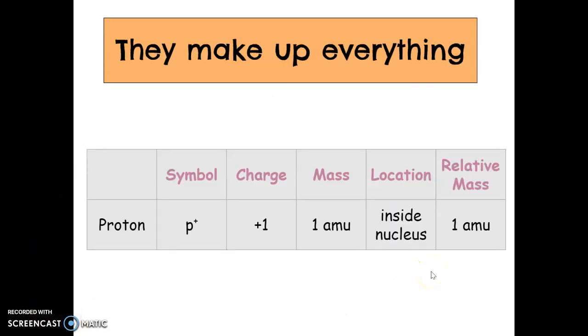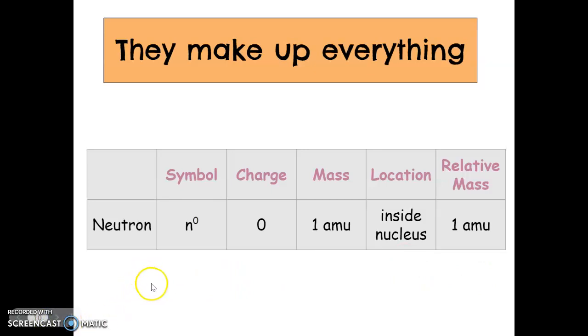All right, the last couple of slides are just a visual representation of everything that we've learned today and wrap it all together. So again, our proton, the symbol is P+. The charge is +1. Protons are positively charged. The mass is 1 AMU, atomic mass unit. It is located inside the nucleus, and its relative mass is 1 AMU.